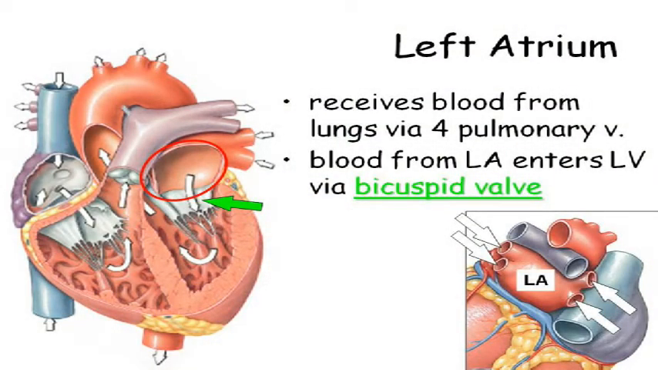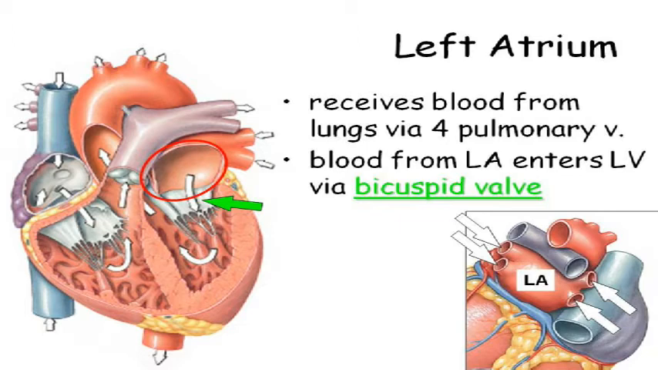All right. Now, the pulmonary veins bring the blood back to the left atrium. From the left atrium, the blood passes through the bicuspid valve, also called the mitral valve.